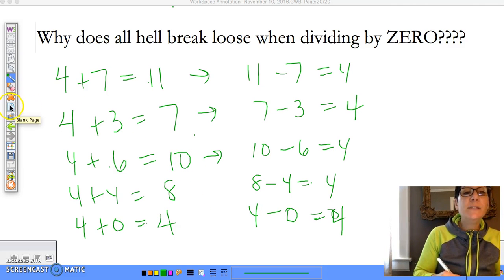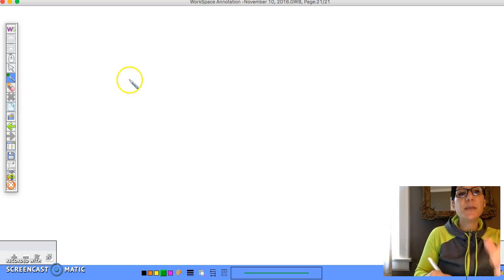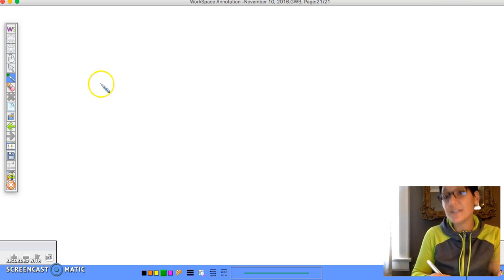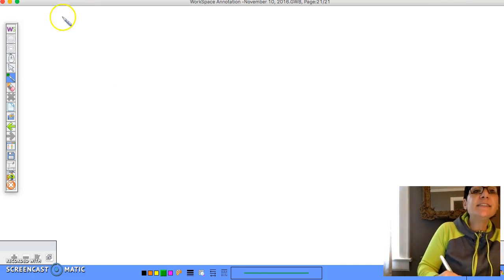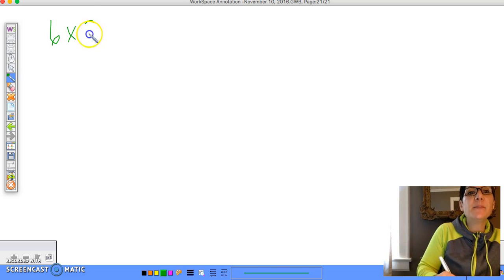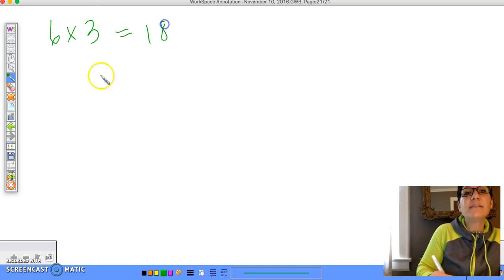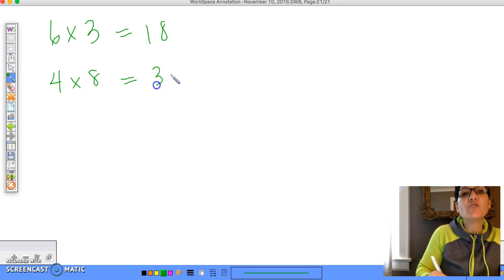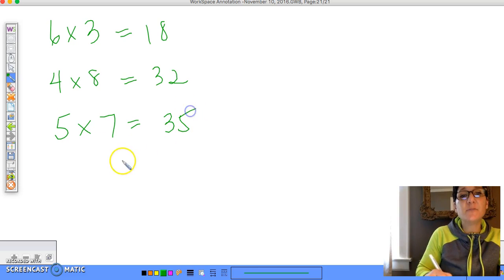Okay, now let's get into multiplication, because we're going to work our merry way over to division. If I take 6 and I multiply it by 3, it's going to give me 18. If I take 4 and I multiply it by 8, it's going to give me 32. If I take 5 and I multiply it by 7, it's going to give me 35. All of these numbers are going to happen that way.